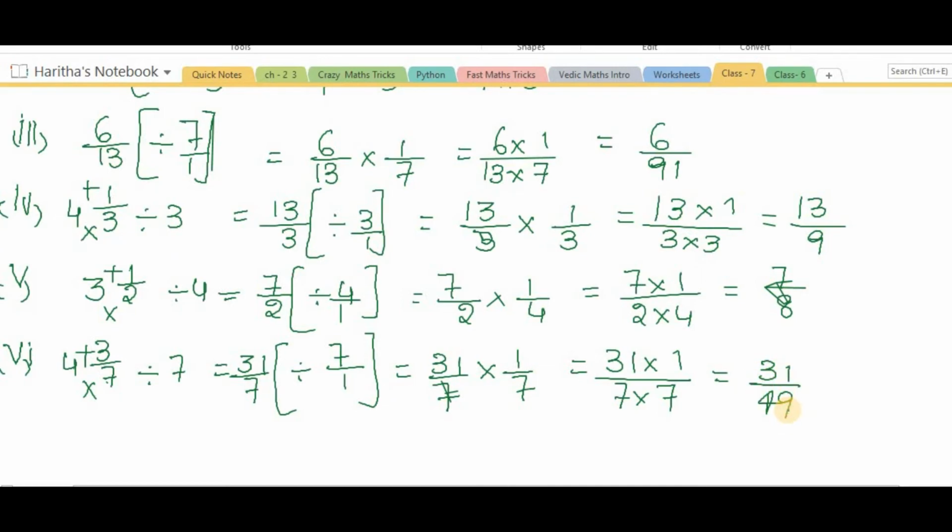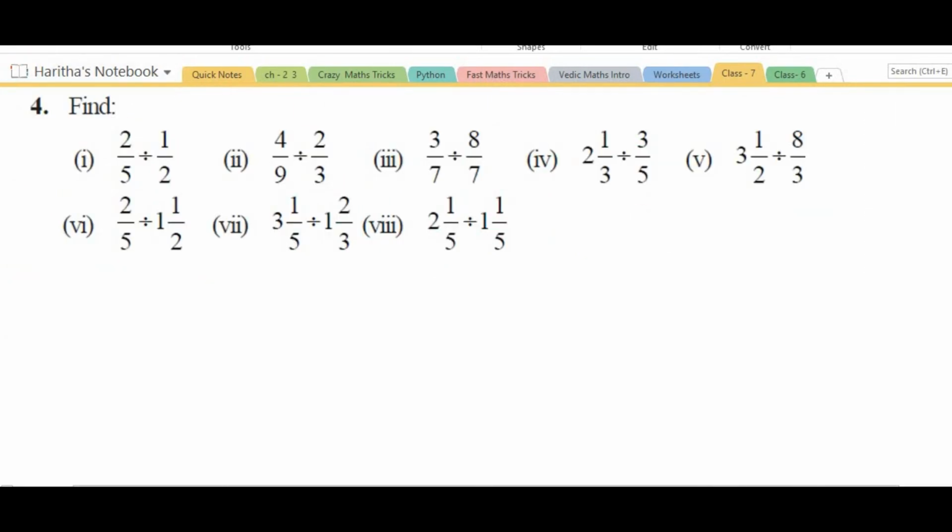Okay, now we'll move on to the next problem, students. So what is the question here? We have to find 2 by 5 divided by 1 by 2. So this time we have division of a fraction by a fraction, and a mixed fraction by a fraction for these questions. Okay, so we'll try to solve these questions now. The first question is 2 by 5 divided by 1 by 2.